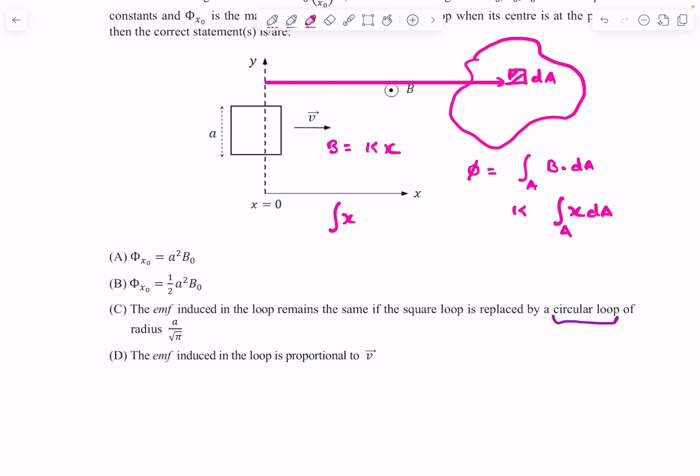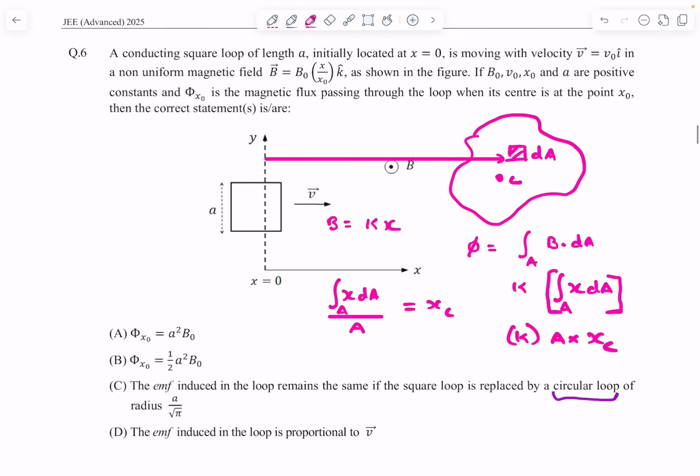Now the area integral of X dA for some particular area, divided by the area of the loop, is how the X coordinate of the centroid is defined. So if the centroid of this shape is somewhere over here, this term becomes the total area times the X coordinate of the centroid. So it doesn't really matter what shape you choose, at the end it will always be the X coordinate of the centroid multiplied by the prefactor of the magnetic field.